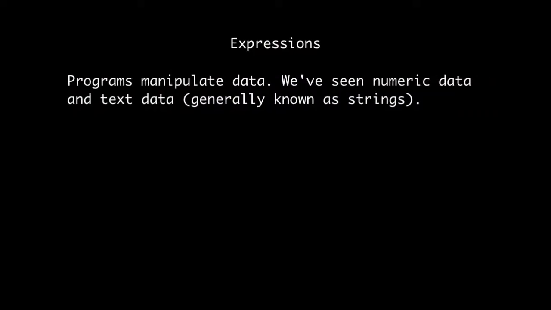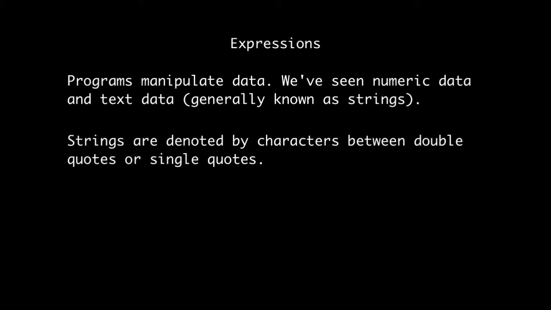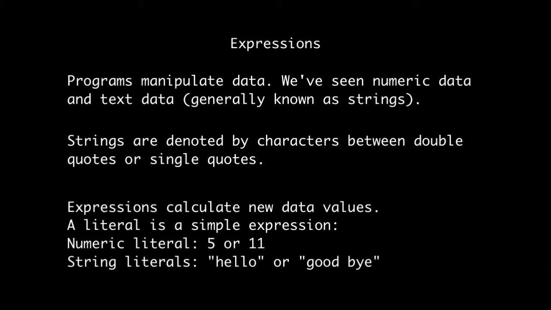Expressions are used to calculate new data values. We've seen numeric data and text data. Text data is generally known as strings. In Python, strings are denoted by characters between double quotes or between single quotes. A literal is a simple expression. Examples of numeric literals are the number 5 or the number 11. Examples of string literals are "hello" or "goodbye".